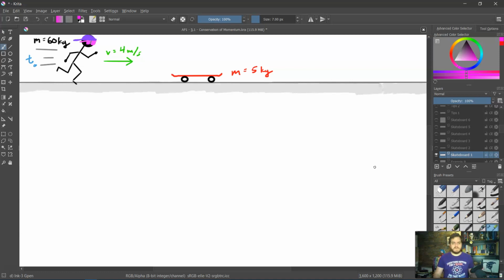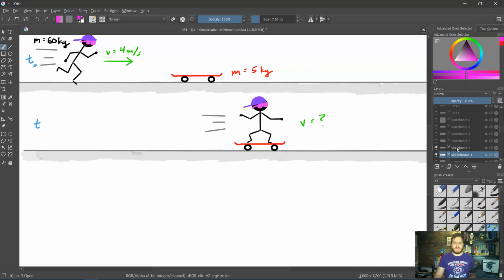Let's say we have some dude with mass 60 kilograms running at some velocity, 4 meters per second, towards the skateboard. The skateboard has a mass of 5 kilograms. It's initially at rest. And we're going to say at some later time, the dude jumps on the skateboard, landing on it. And the question is, how fast are he and the skateboard moving together after he lands on it?